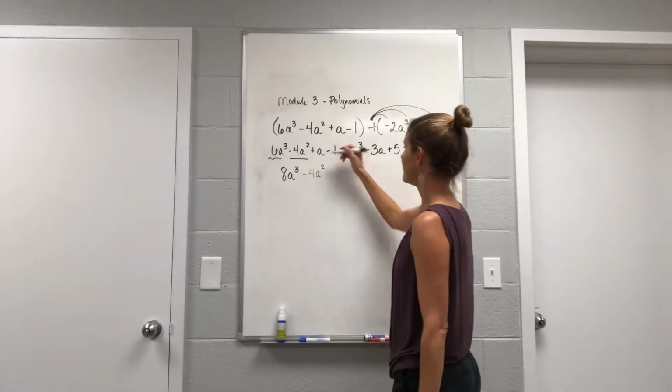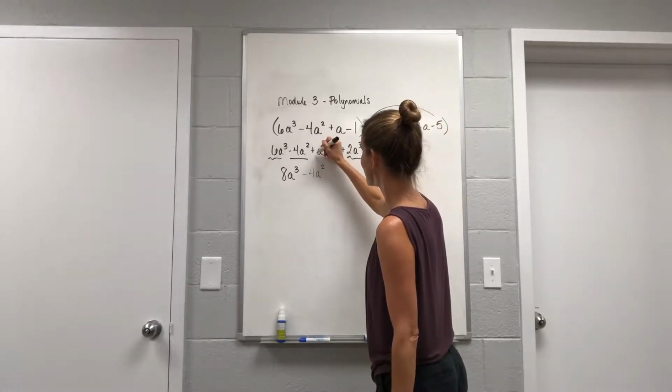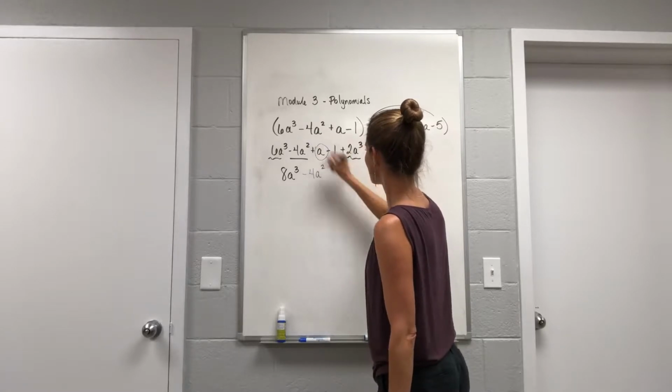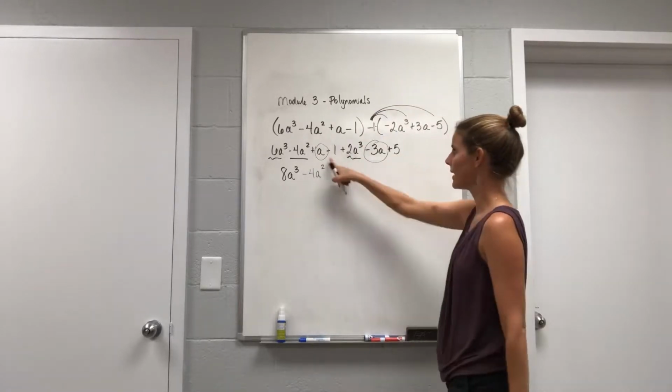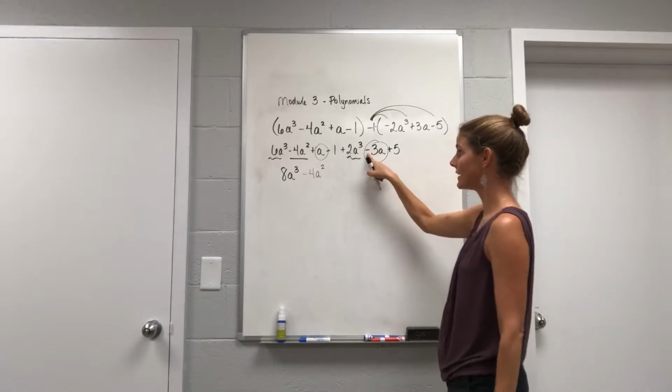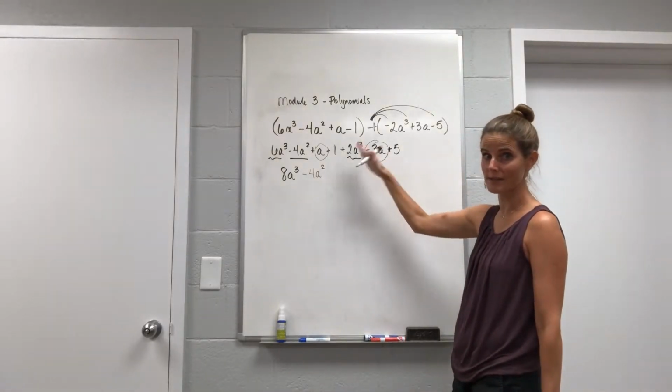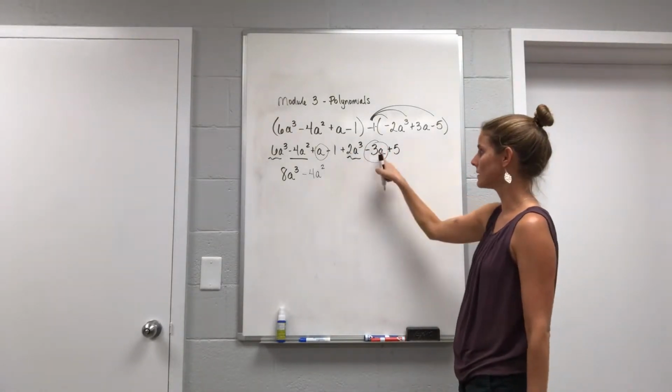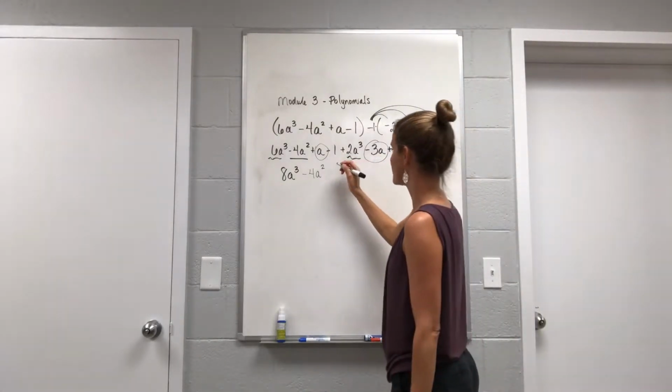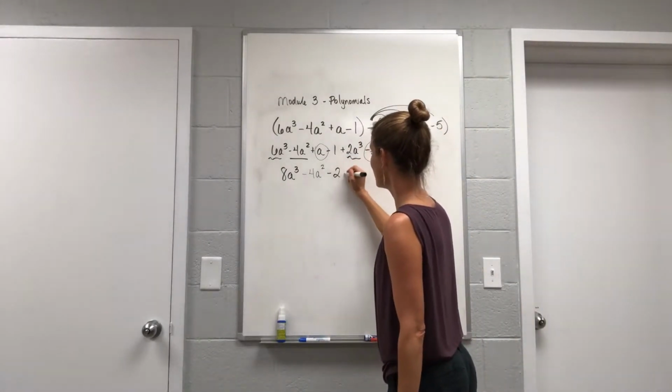And then I'll just do a little circle around these to show which ones are like terms. So I have a 1a and a negative 3a. Notice that the negative stays with that. It's minus, but that's the same as plus a negative. So positive 1a and negative 3a is going to give me negative 2a.